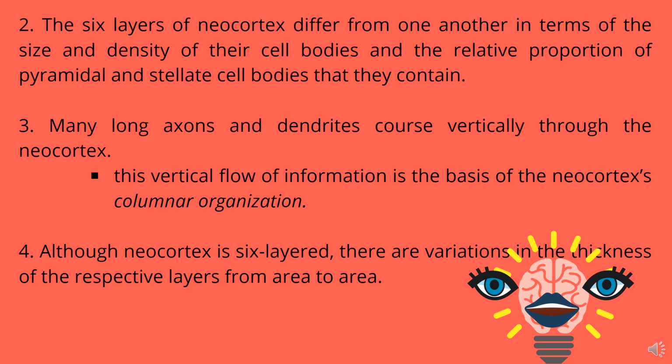The fourth important characteristic of neocortical anatomy is not apparent in the diagram. Although neocortex is six-layered, there are variations in the thickness of the respective layers from area to area. For example, because the stellate cells of layer 4 are specialized for receiving sensory signals from the thalamus, layer 4 is extremely thick in areas of sensory cortex. Conversely, because the pyramidal cells of layer 5 conduct signals from the neocortex to the brainstem and spinal cord, layer 5 is extremely thick in areas of motor cortex.